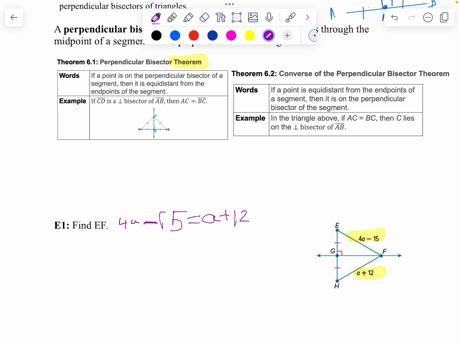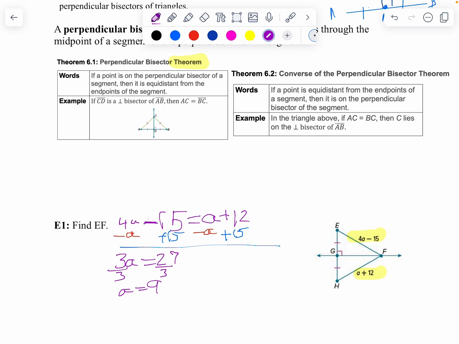Now we're just going to solve that equation. Let's subtract a from both sides. At the same time, I want to get rid of that 15, so I'll add 15 to both sides. In this case, notice 4a minus a is 3a. 12 plus 15 is 27. You divide by 3, and a equals 9.